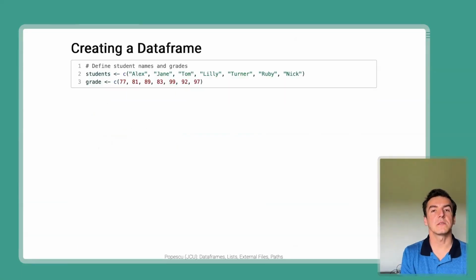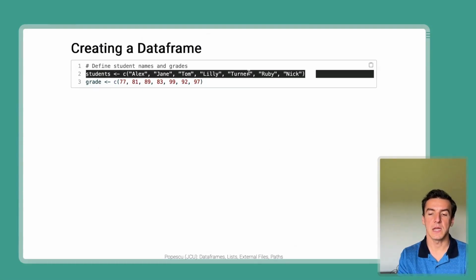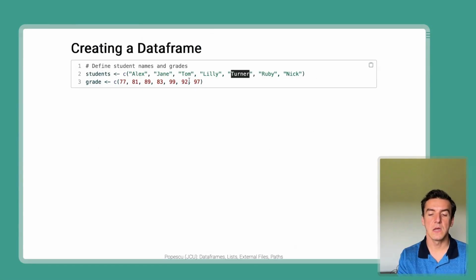Okay, let us create a data frame. So we're not starting with loading a data frame, but let us just create our very own data frame. So we have 2 vectors. One vector that has names, so these are strings, and then one that has numbers. So this is students' grades.